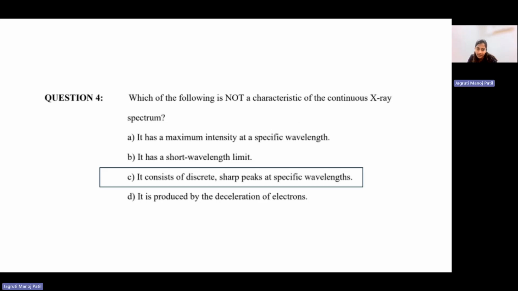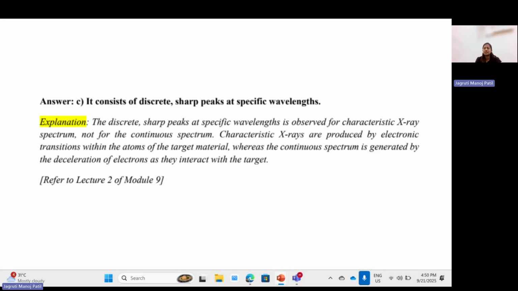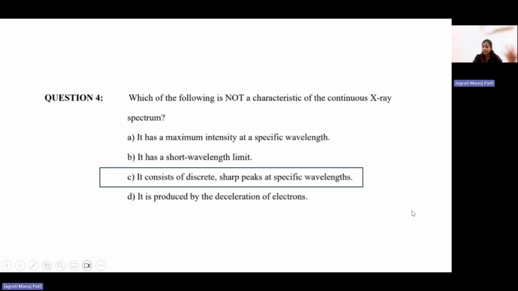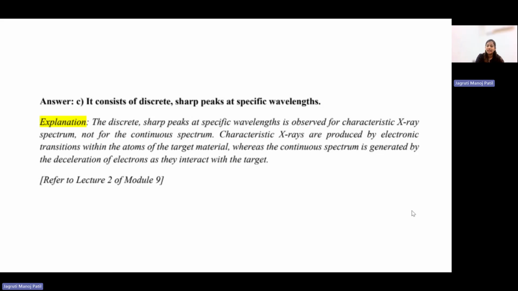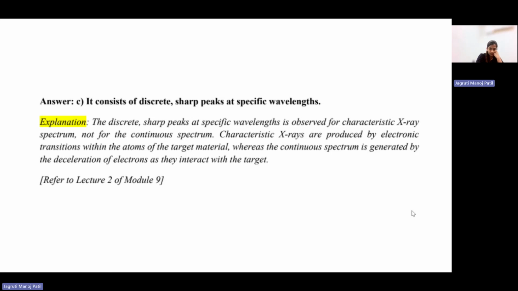So the answer is this one. Exactly, the characteristic X-rays are produced by electronic transitions in the atoms of the target material, whereas the continuous ones are generated by deceleration as the electrons interact. So what was being asked was which is not a characteristic of the continuous X-ray spectrum. Sharp discrete peaks are observed for characteristic X-rays, whereas the continuous ones are generated when electrons decelerate as they reach and interact with the target.